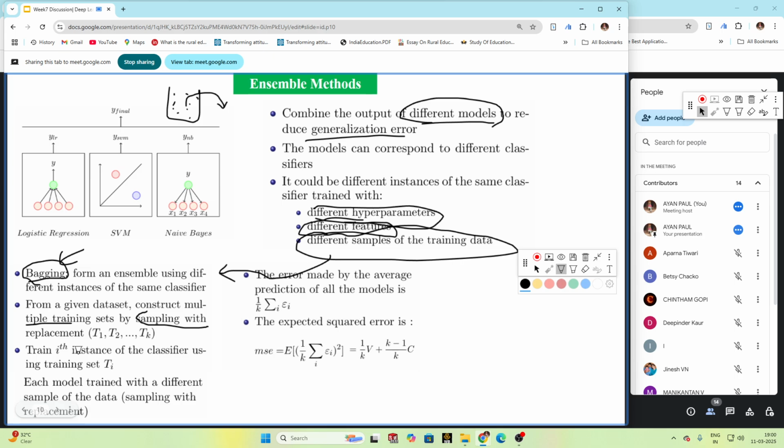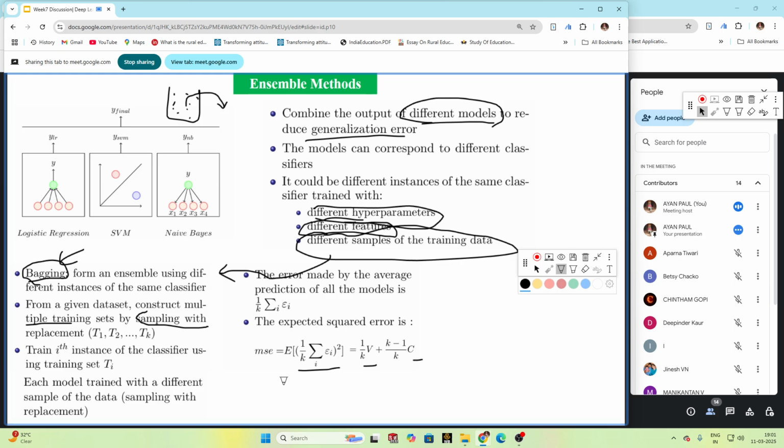Now the error will be the average error. Like now you have made k different models. Now you need to test on separate data. Now you use all the models and take the average of the predictions. So if we have k different models, this will be the average of the predictions, and this is related to variance and covariance.